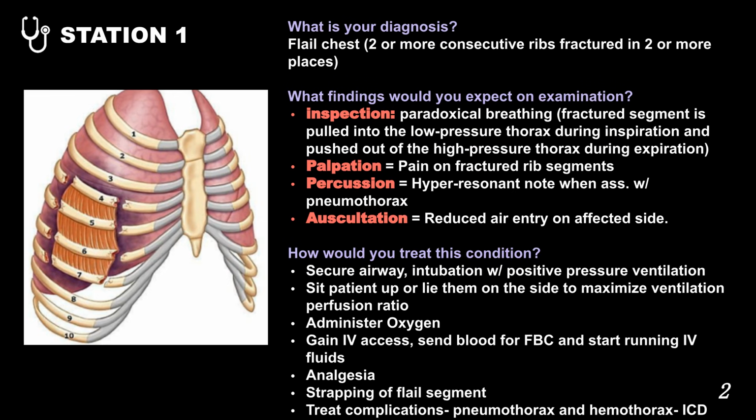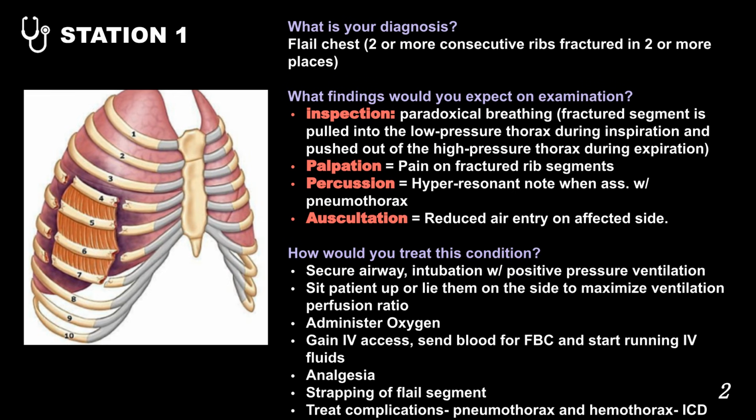On examination, inspection is your best friend. Look carefully for paradoxical chest movement. It is often the clue that earns you top marks. When you palpate the chest, the patient will typically experience significant pain over the fractured ribs, and you may even feel crepitus if the fractures are severe. Percussion may reveal a hyperresonant note if a pneumothorax is present, while auscultation often demonstrates reduced air entry on the affected side.